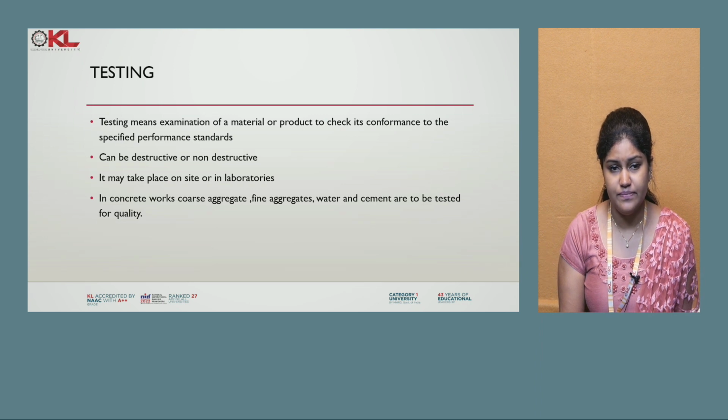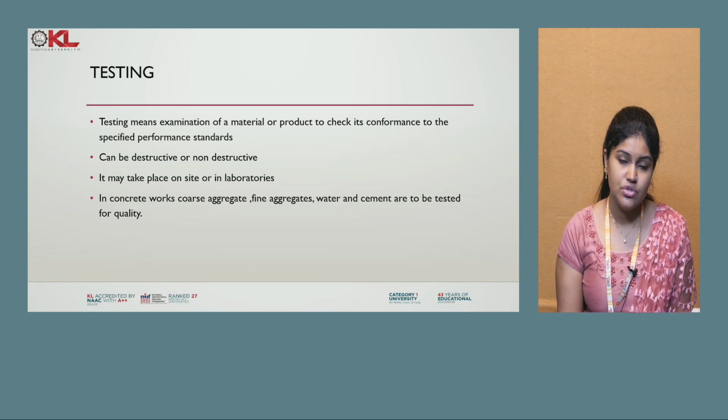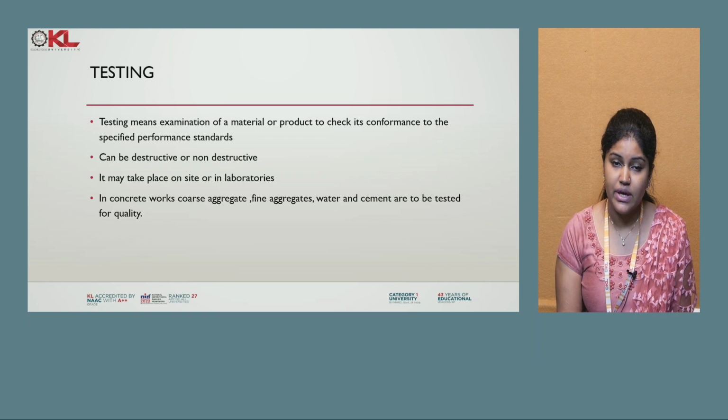In concrete works, coarse aggregate, fine aggregate, water and cement are to be tested for quality. So testing means, whatever materials we are using for the construction purpose, we have to test and check the quality of the particular material or the product. That means we have to examine the material or the product. If any destruction is there, we have to check it out and place it in the laboratory. So in the case of concrete work, we have to check the strength of the coarse aggregate, fine aggregate, and the ratio of the water and cement added. So the quality of the water, cement, everything has to be tested before we go with the construction.